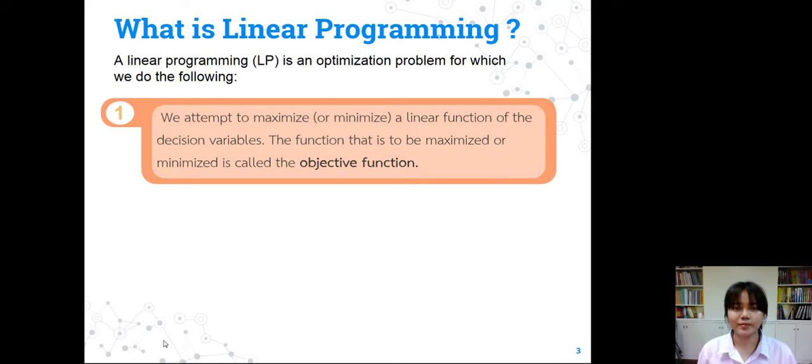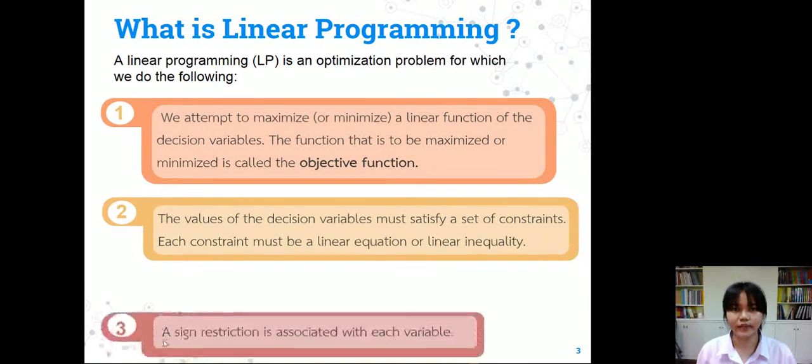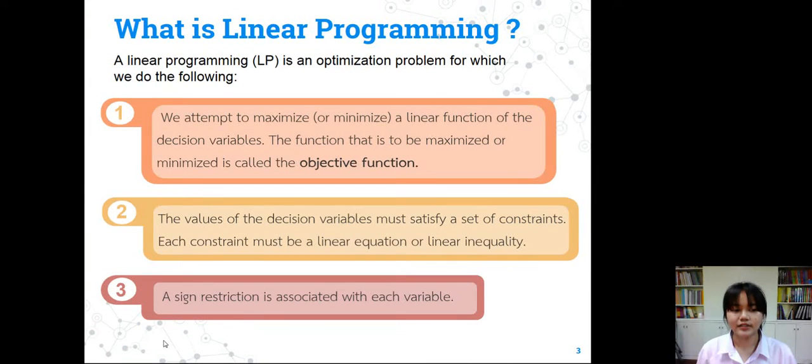1. We attempt to maximize or minimize a linear function of the decision variables. The function that is to be maximized or minimized is called the objective function. 2. The values of the decision variables must satisfy a set of constraints. Each constraint must be a linear equation or linear inequality. 3. A sign restriction is associated with each variable. Xi must be either non-negative or unrestricted in sign.